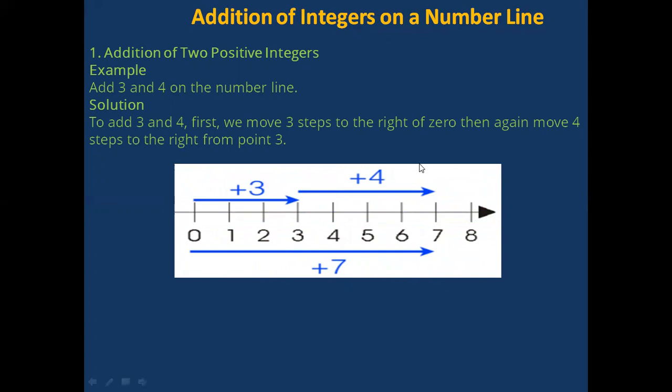First of all, you will draw a number line. Then 3, from 0 to 3, you will take 0 to 3. Then plus 4. Plus 4 means from 3 move 4 steps forward. Then we will get 7. So 3 plus 4 equals 7, as we reach 7. Hence 3 plus 4 equals 7. This shows that the sum of two positive integers is always positive.